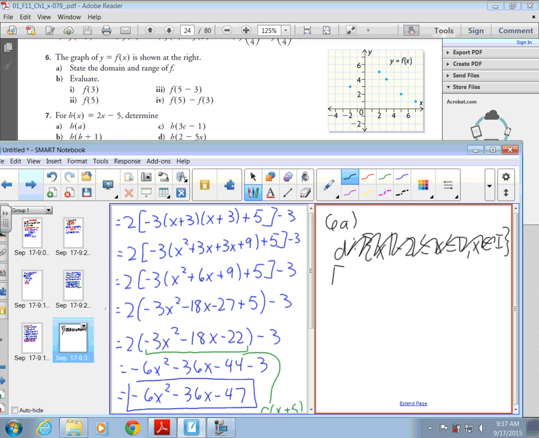So for points, all you just do is write this. -2, 2, 3, 5, 7. Okay. Because those are the only x values that work, are those 5 ones.